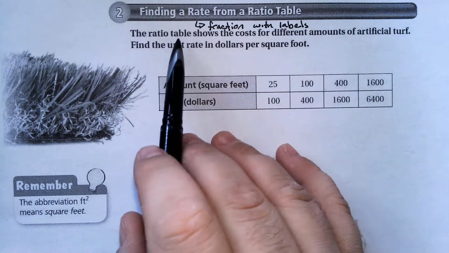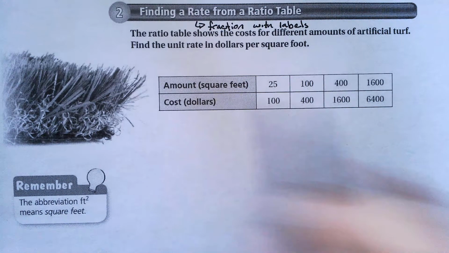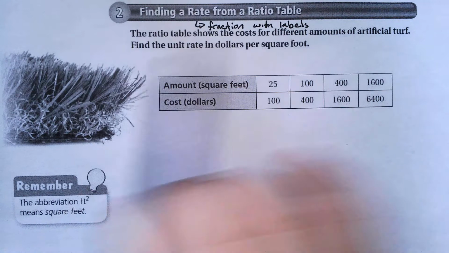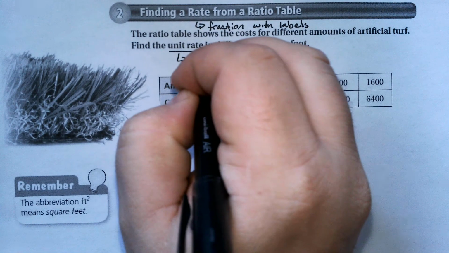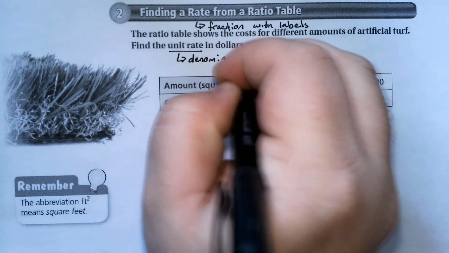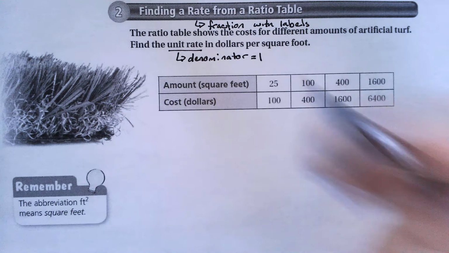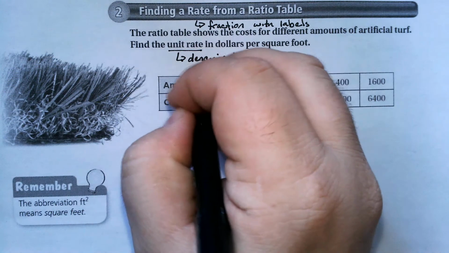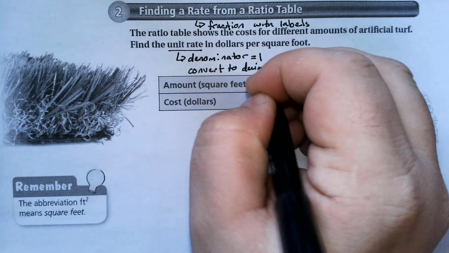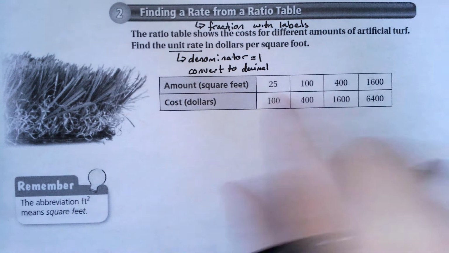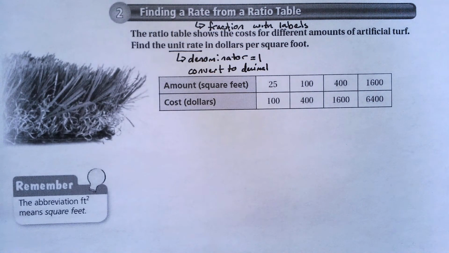Now it says find the ratio, the ratio table shows the cost. This is the ratio table down here. The cost for different amounts of artificial turf. Find the unit rate. This tells me my denominator at the end needs to equal 1, which means basically I'm going to convert my fraction to a decimal. All right, I'm trying to write up because I need to end right here because I'm going to start illustrating some stuff. But here's some things just by reading the question I already have in mind to be able to set up my goal.